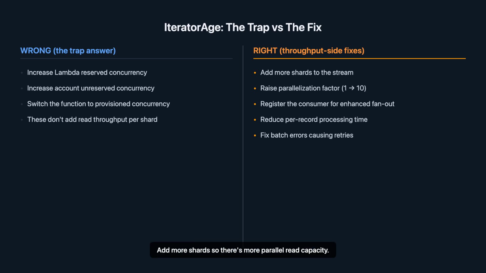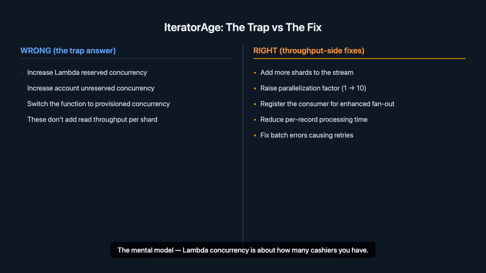Add more shards so there's more parallel read capacity. Raise the parallelization factor from the default of 1 up to 10, which lets multiple Lambda invocations process a single shard at once. Register your consumer for enhanced fanout to get dedicated throughput. Make the Lambda code itself faster. Fix any batch errors that are forcing retries.